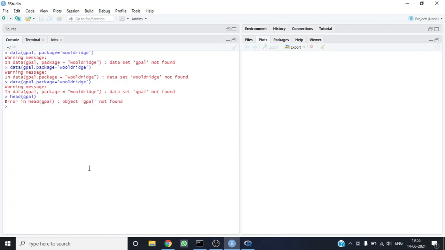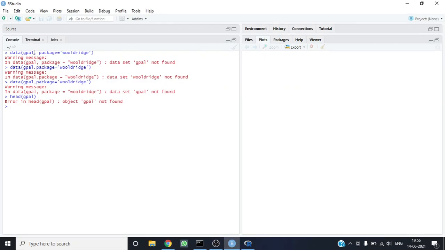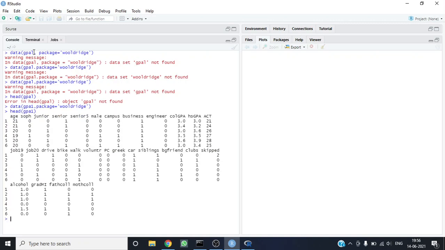All right. See, I have loaded the data set. Then I ran the regression of college GPA on high school GPA, which is what we had done in previous lectures as well. And by this coef command, I can directly get the coefficient and its value.